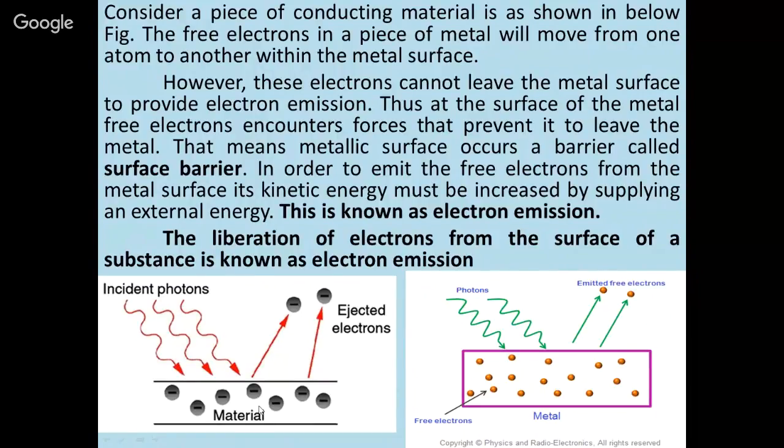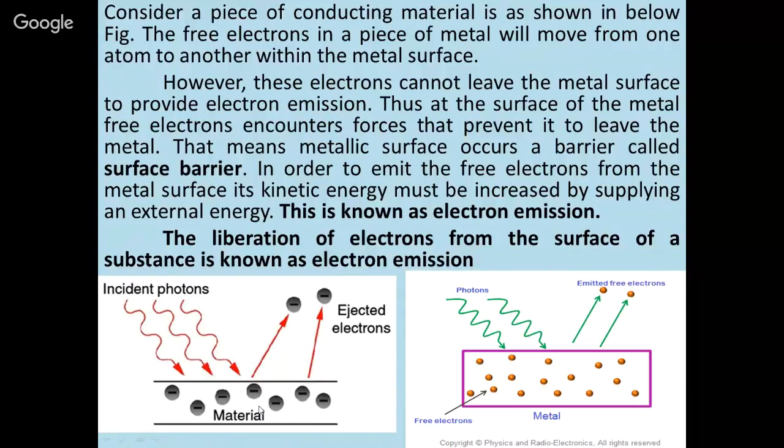So consider a piece of conducting material as shown below. The free electrons in a piece of metal will move from one atom to another within the metal surface. Those electrons which are liberated due to a rise in temperature or an electrical field are moving here and there on the surface. However, these electrons cannot leave the metal surface to provide electron emission. Thus, at the surface of the metal, free electrons encounter a force that prevents them from leaving the metal. The metallic surface forms a barrier. It is an opposition force which is called a surface barrier.